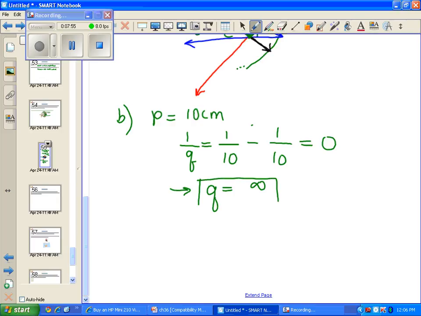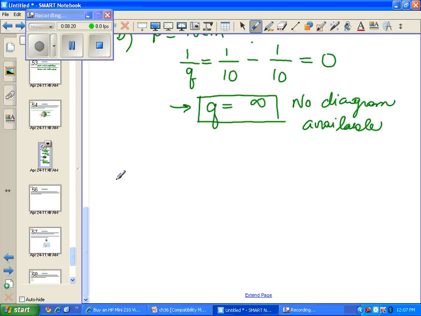Well, this right here tells us we stop and go no further. We can't get a magnification for something that's infinitely large, and we certainly can't draw a ray diagram for this situation. So no diagram available, no more information can be obtained because the image is so far away that we're unable to find the rays that intersect with each other to be able to form the image.